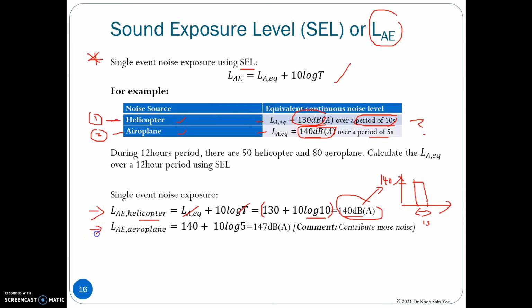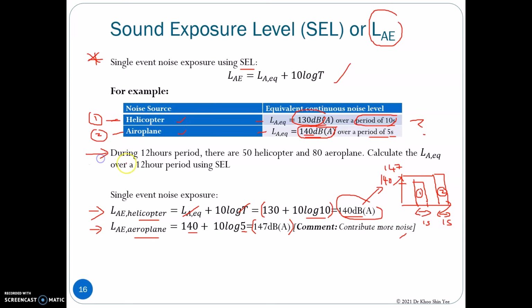We repeat the same procedure to compute the single event noise for the aeroplane. So we substitute 140 dBA and 5 seconds inside the equation here. Compute it, then you should obtain 147 dBA. So when we plot the graph, you should obtain the LAE for the aeroplane. The magnitude is equal to 147 dBA for 1 second time interval. So when we compare the first event and the second event, the second event here contribute more sound energy. Therefore, it is contributing more noises.